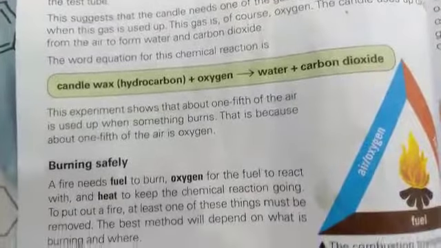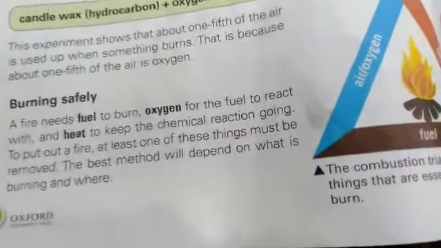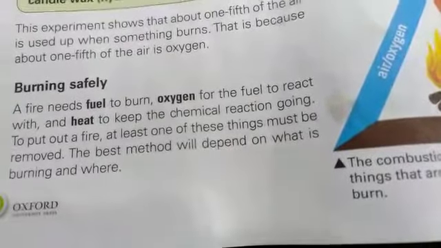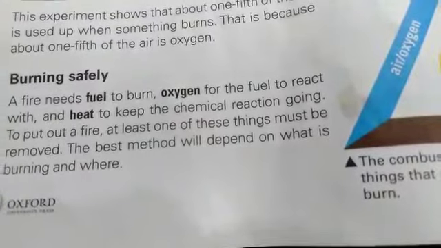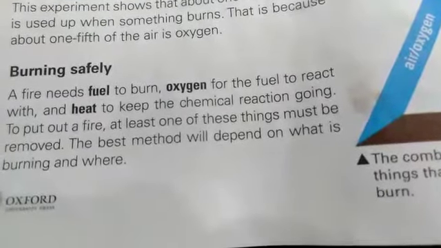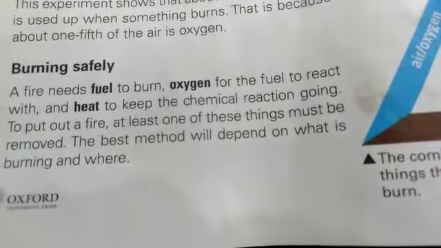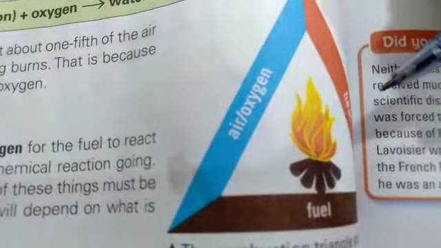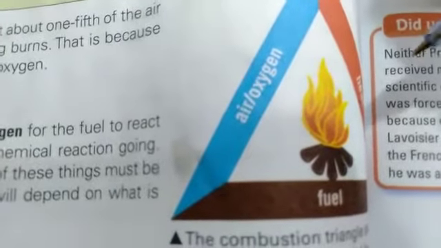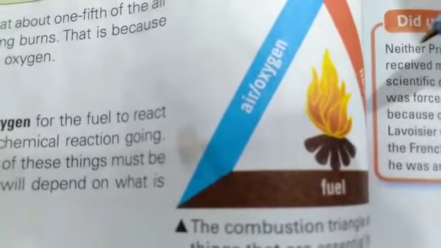Our next topic is burning safely. Beta, in order to burn, fire needs fuel. Without fuel there is no burning, and fuel needs oxygen to react with it, and in order for the fire to go on, heat is also needed because heat keeps the chemical reaction going.